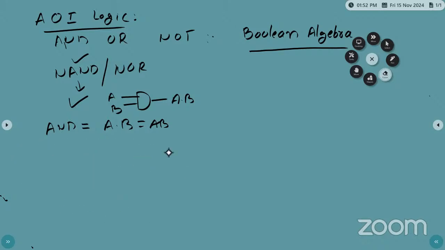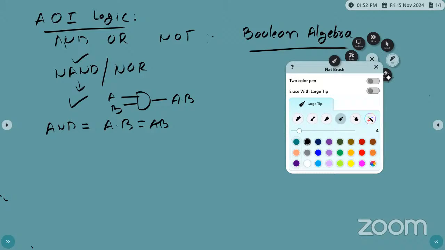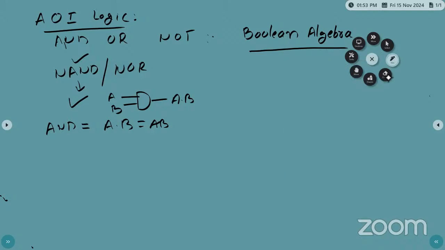Okay, now Boolean algebra. What is algebra? General algebra. Can anybody define general algebra? In mathematics, what is algebra? Algebra definition.